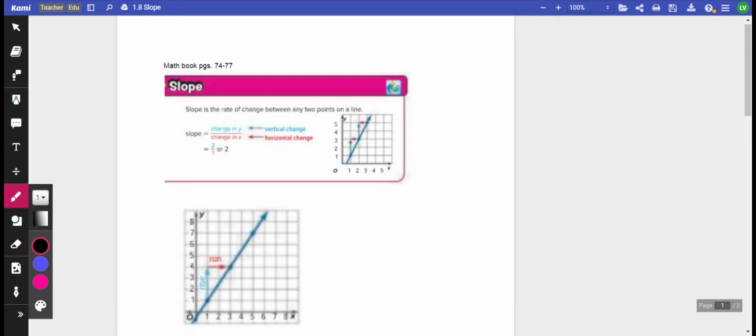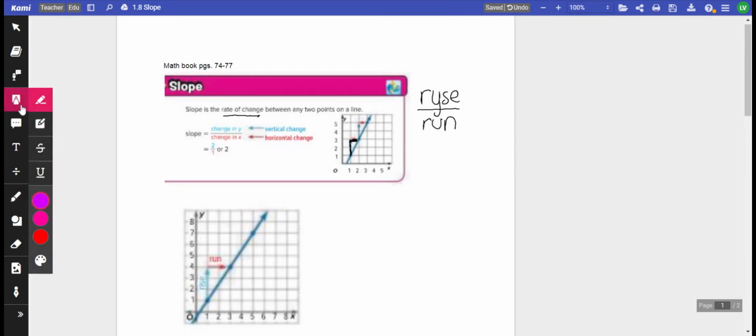Slope is the rate of change between any 2 points on a line. So the slope is defined as the change in y values divided by the change in x values. If we look at the example to the right, the change in y values goes up by 2. The change in x values goes to the right by 1. So that's how they get the vertical change being 2 divided by the horizontal change of 1. 2 divided by 1 can be reduced down to 2. As a reminder, we learned this as rise divided by run.